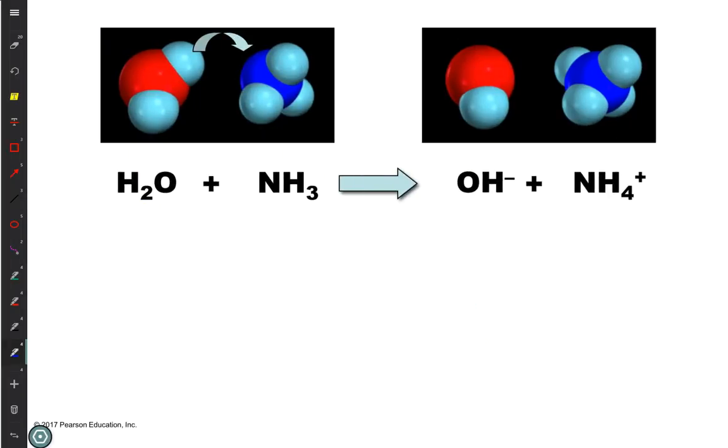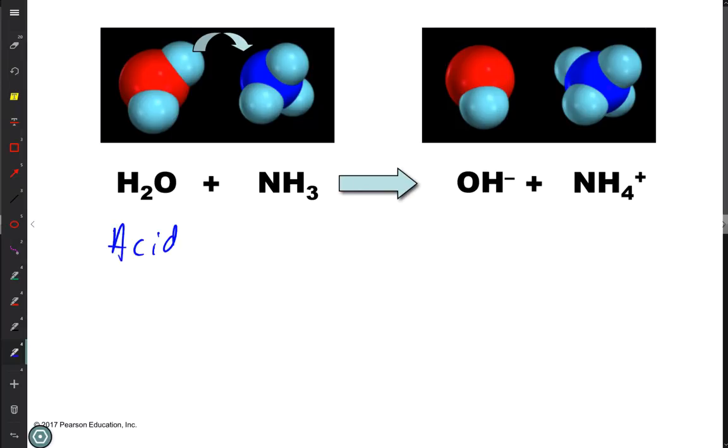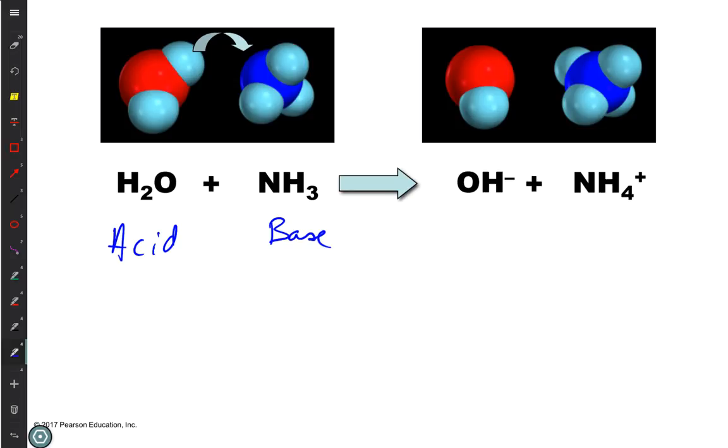Here's another one. What's going on in this picture here? Okay, the water is giving away a proton. So if the water is donating a proton, it's an acid. And the NH3, the ammonia, is the base. Now, the thing I want you to note here is, what was water on the previous slide? It was a base. Here it's an acid. So water can be both an acid and a base. As you might guess, if it can be both, it's a weak acid or a weak base. It's not a strong acid like hydrochloric acid.